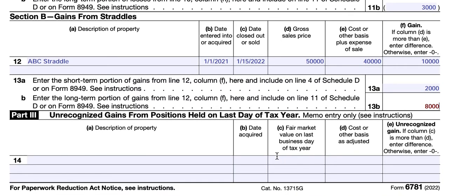Now, complete Part 3 simply by listing each position that you held at the end of the tax year if the fair market value of that position exceeded the cost or other basis. You don't need to include positions that are part of an identified straddle or a hedging transaction, any property that's stock in trade or inventory, or property that's subject to depreciation. And don't complete this part if you do not have a recognized loss on any position. So this is only for reporting unrecognized gain if you have recognized losses.